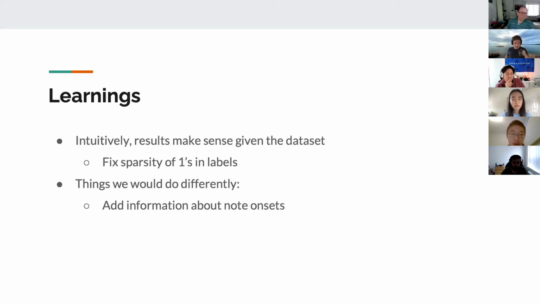And some things we would do differently. One thing would be adding more information about the music, for example, note onsets, which is just the instant that each note is played. Several other models and architectures done by other people and companies use features such as these to improve their networks. That concludes our presentation, and thank you for listening.